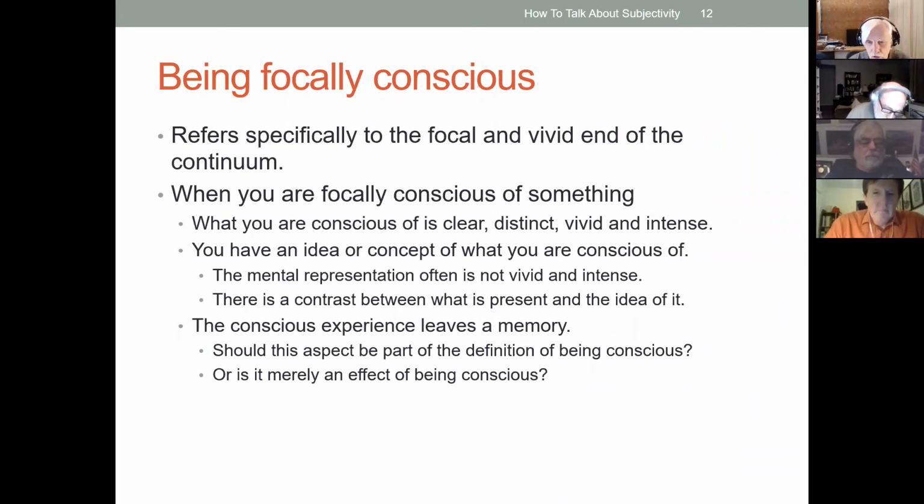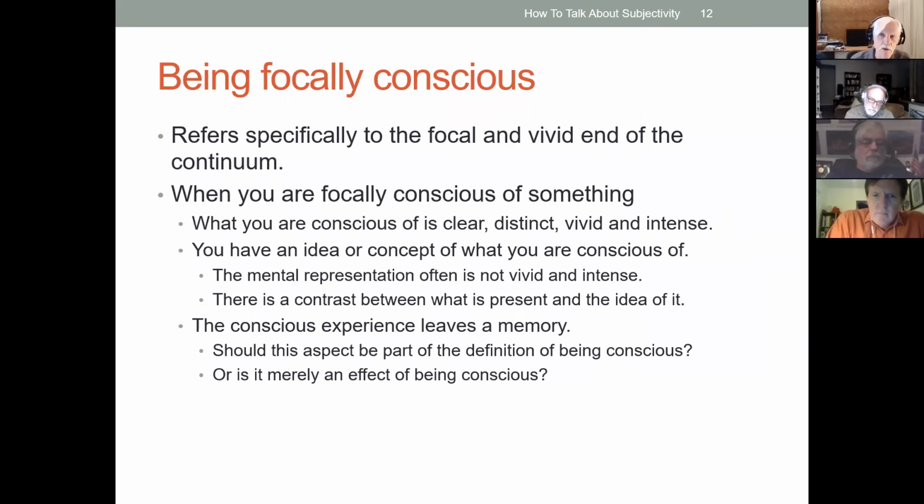I also assert, this is my assertion, and we can talk about this later if you want, that when you're focally conscious of something, you have also an idea or concept of what you're conscious of. And that may be sort of dimly peripheral, but I assert that every instance of being conscious has two elements: the phenomena that you're conscious of and an idea of what you're conscious of. So, for instance, you're looking at a tree where there's colors, there's shapes, there's textures, but it's all put together as a tree, and you recognize it as a tree.